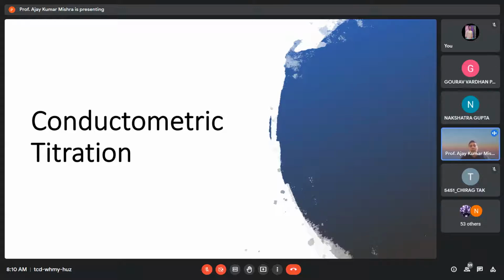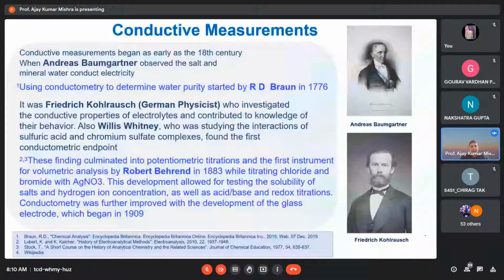Okay, so it looks like you are not sleeping and you are very attentive. So obviously there is some chemical reaction happening. Obviously, since it is a liquid, you are trying to talk about the electrolyte, and once that reaction is happening, with that charge transfer, you are going to get the energy, right? If you talk about the history of conductive measurements, there was a guy called Andreas Baumgartner who observed that salt and minerals can conduct electricity.